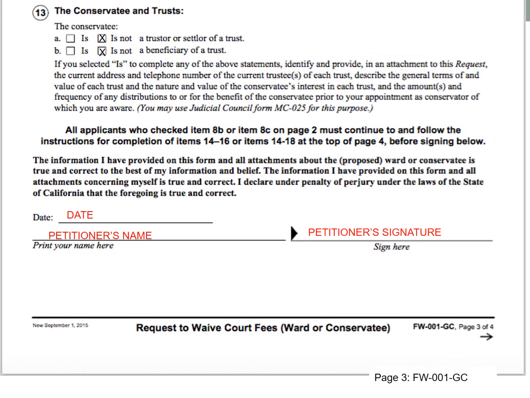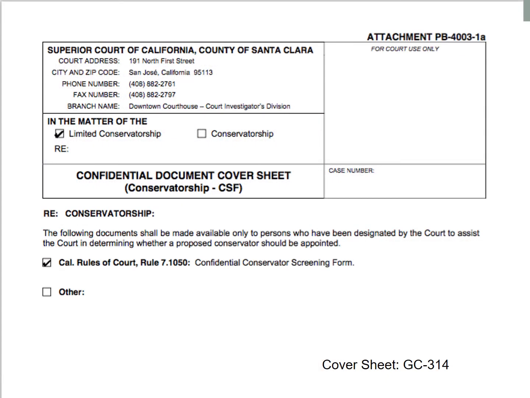On page 3 of Form FW-001-GC is a place for the petitioner to date, print their name, and sign. The next form has a cover sheet, PB-4003-1A, and behind the cover sheet is Form GC-314, Confidential Conservator Screening Form.